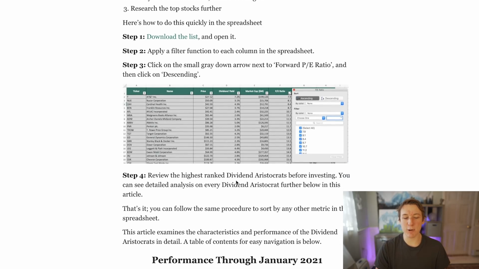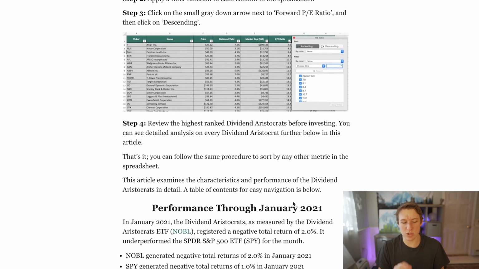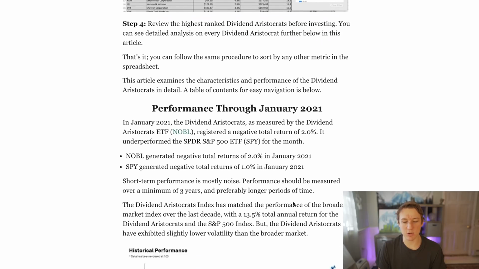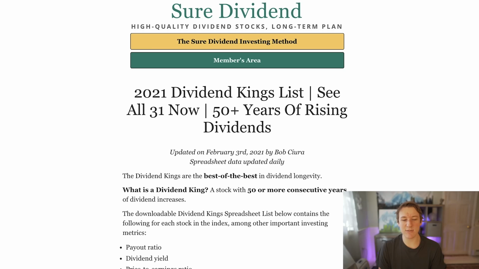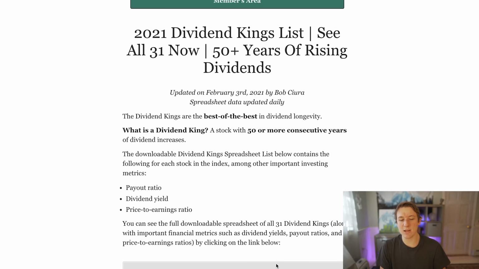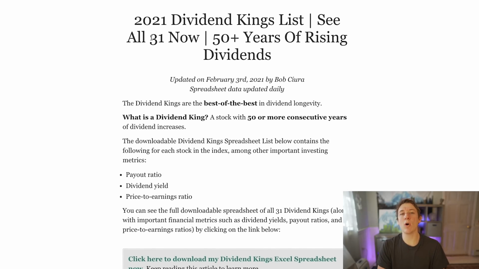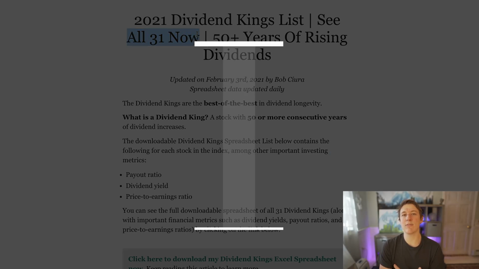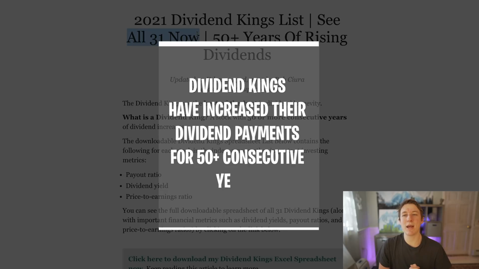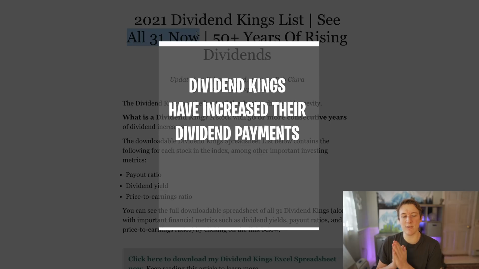Now, you can get an Excel spreadsheet that has all of them listed. You can sort it by the price, the PE ratio, the market cap, whatever you're thinking of, however you want to determine your investments. So it's really great. And if you're wondering about Dividend Kings, it's literally the same thing, the same website, and you're going to get the same information here. There are 31 Dividend Kings right now, and those are companies that have been increasing their dividend payments for 50 plus consecutive years.